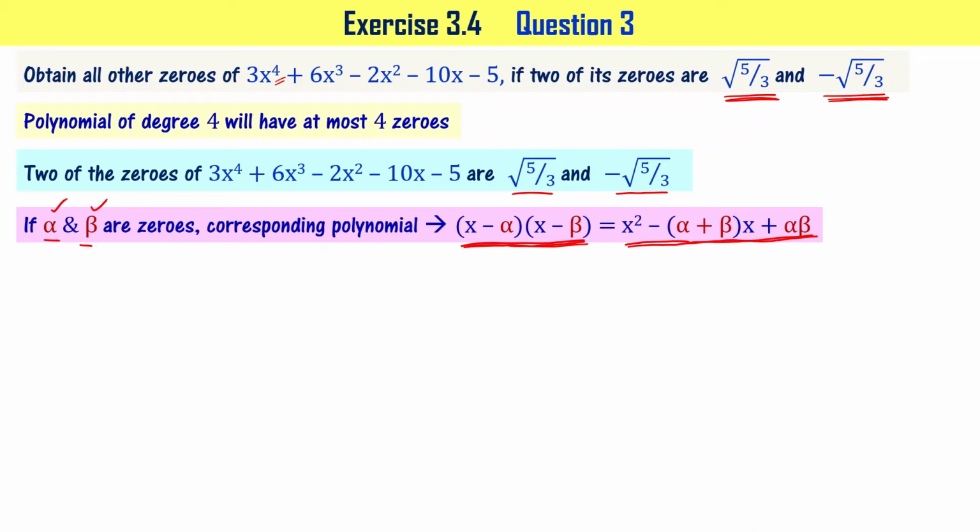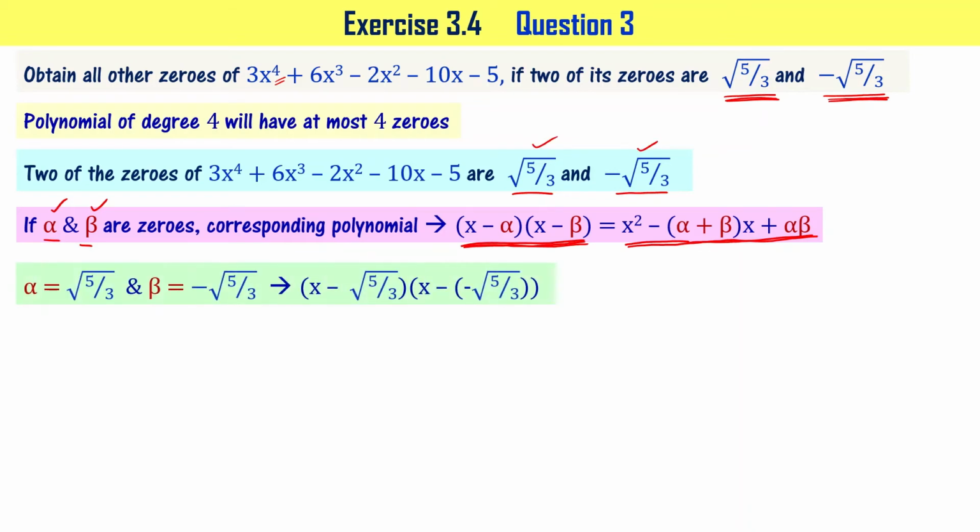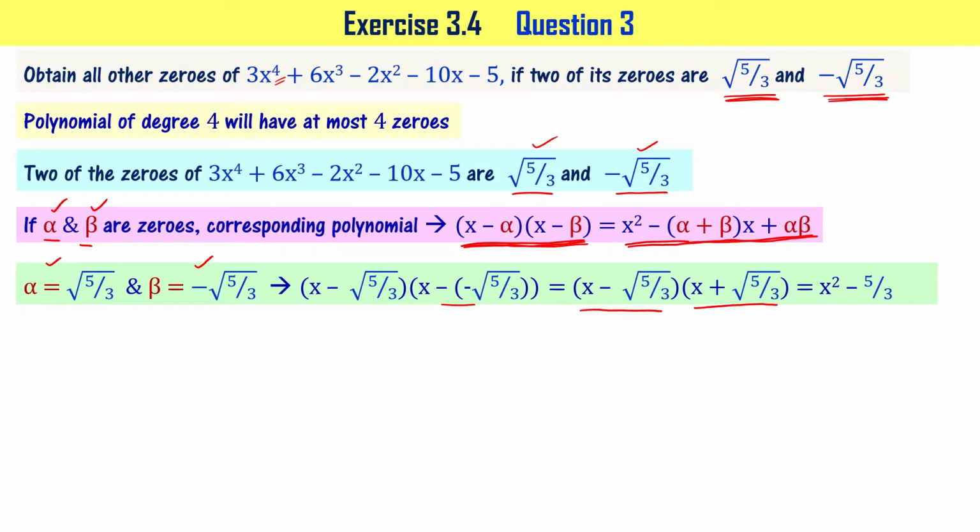Now we have two zeros. Let me say that square root of 5 by 3 is alpha and minus square root of 5 by 3 is beta. So the corresponding polynomial now can be written as x minus square root of 5 by 3 times x minus of minus square root of 5 by 3, right? This is minus times minus, which is going to be plus. So I can write it as x minus square root of 5 by 3 times x plus square root of 5 by 3, right?